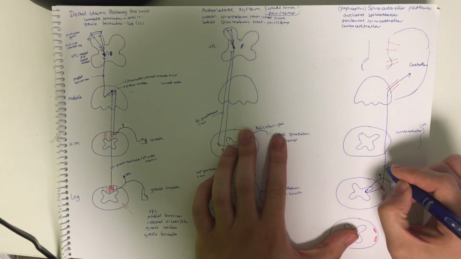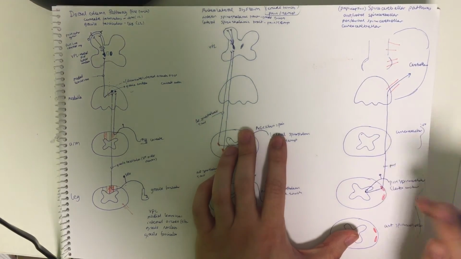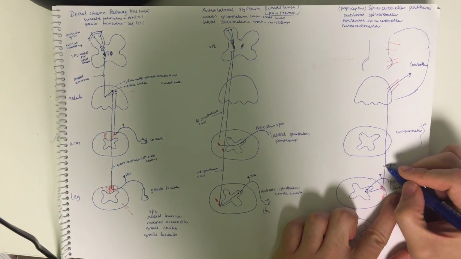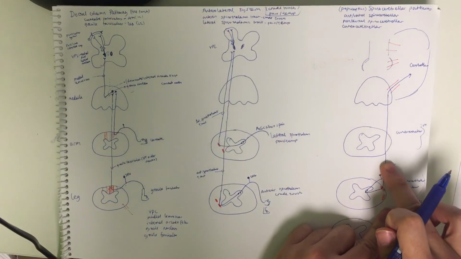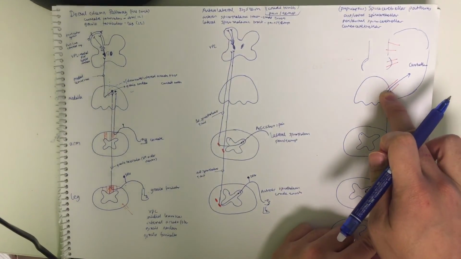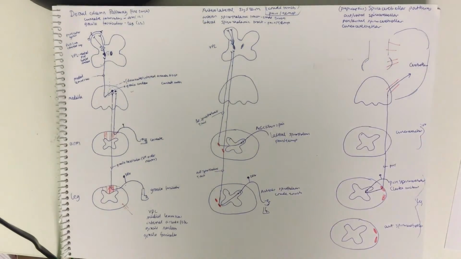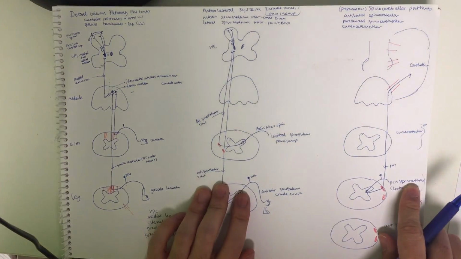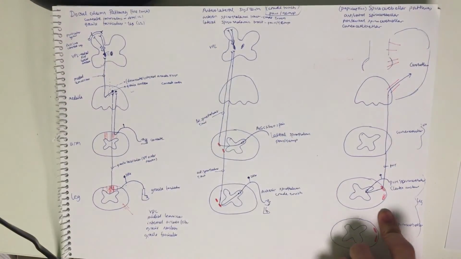So this is obviously called the posterior spinocerebellar tract, this ascending tract, and it's going to go up to the medulla. At the level of the medulla, it's going to go to the cerebellum. So that's the posterior spinocerebellar tract.